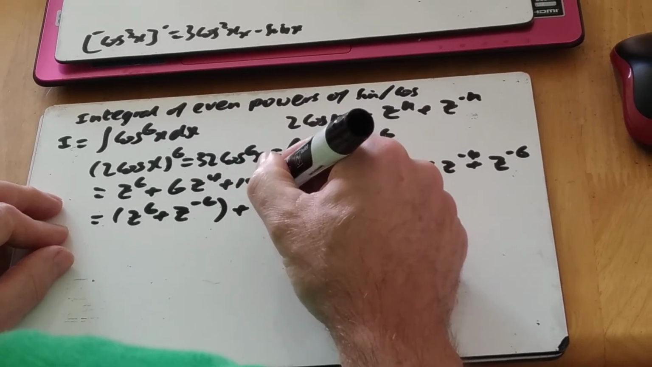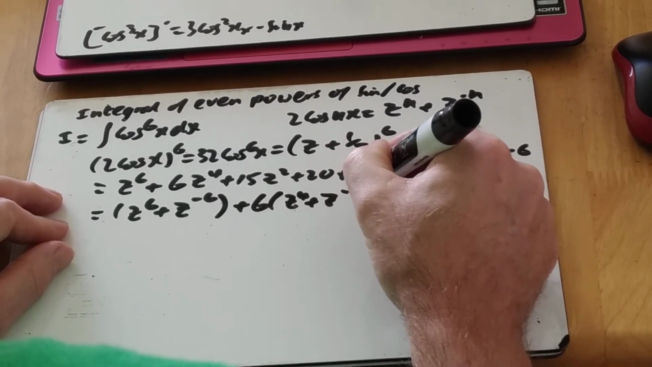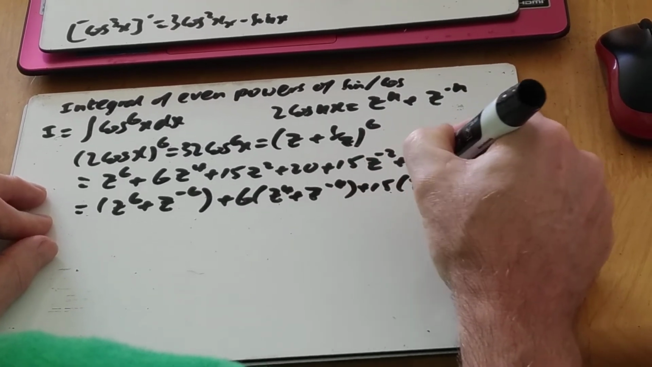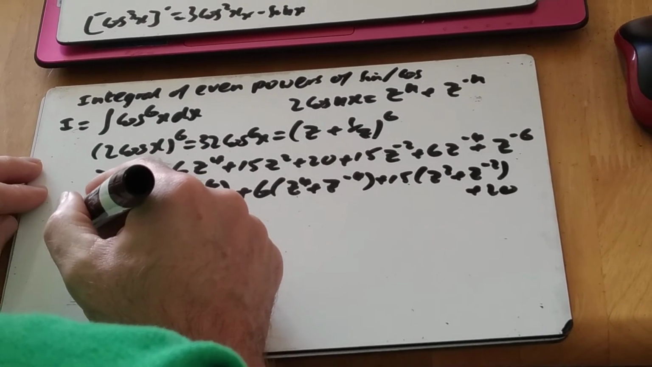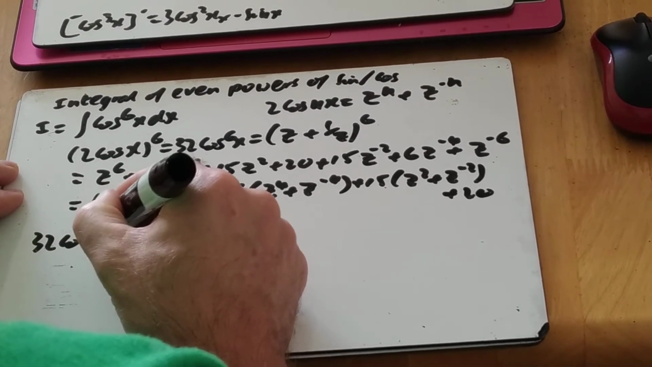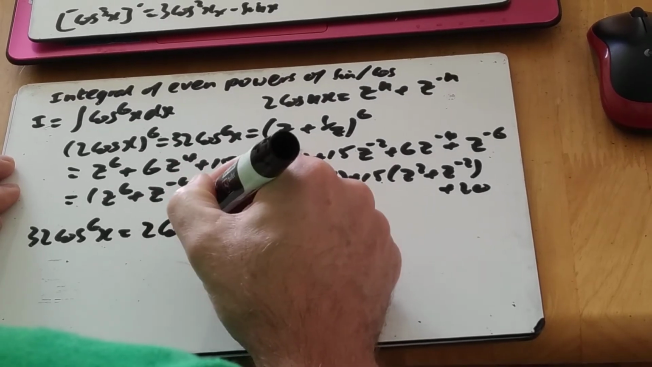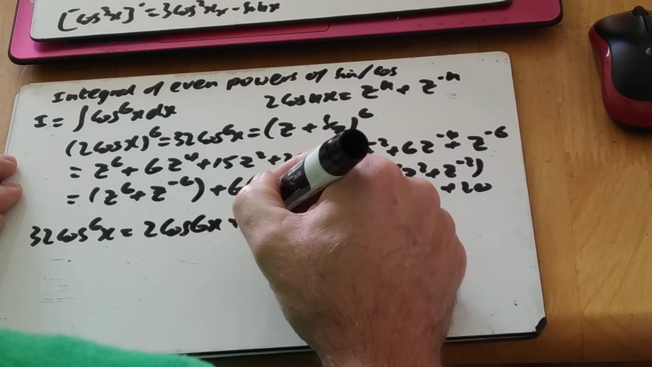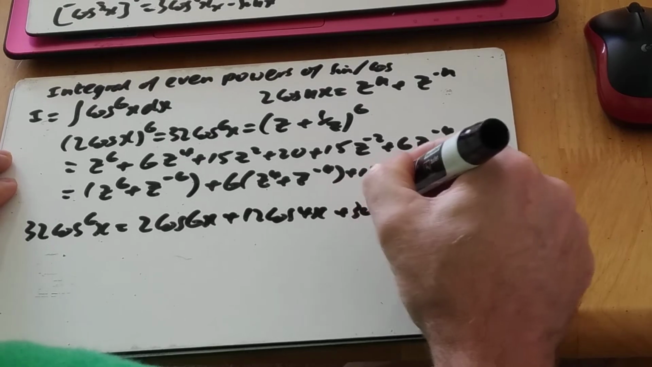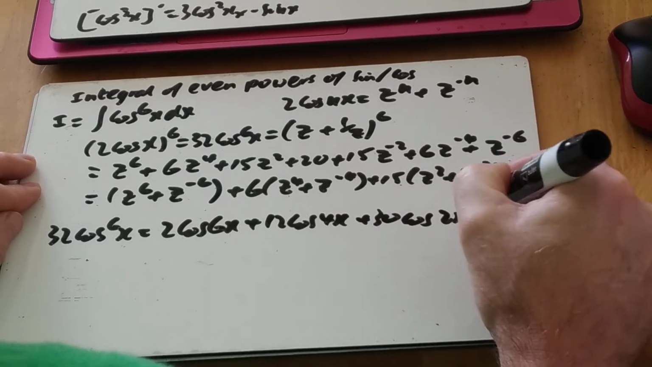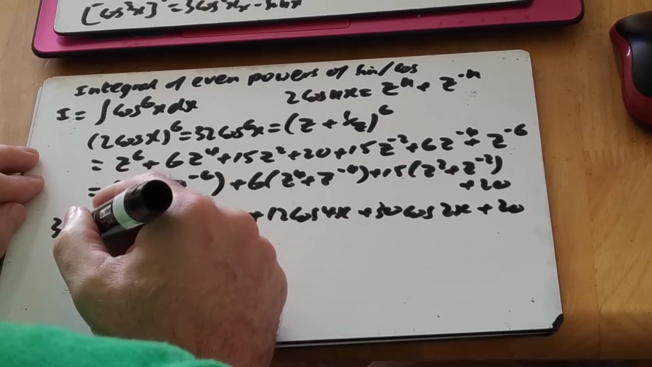And then I've got 6z^4 + z^-4, and then 15z^2 + z^-2, and then plus 20. I can rewrite that as: now I've got 32cos^6 x becomes 2cos 6x plus 6 times 2, 12cos 4x, and 15 times 2, 30cos 2x, and plus 20. Divide everything by 32, and I end up with exactly what I'm after.